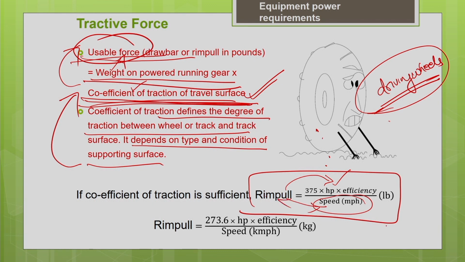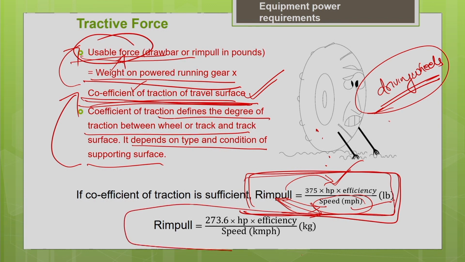So you can see, the greater the speed of the machine, the lesser the rim pull possible. They both are inversely related to each other. So if the traction is sufficient, you can take the rim pull as a direct function of the horsepower of the machine. If you know the horsepower from the manufacturer and the speed of the machine, you can estimate the rim pull. So this is the relationship to estimate in pounds.